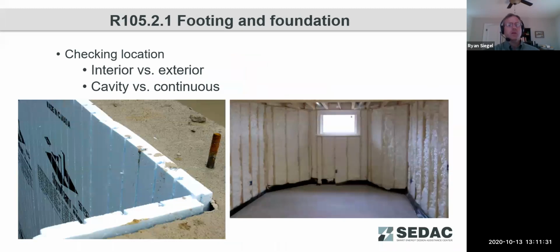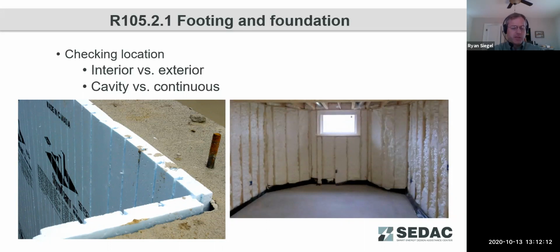So we're getting into footings and foundations. First, we're needing to check that the location matches the design. Is the insulation on the interior, or is it insulated from the exterior? And similarly, is this cavity insulation or continuous insulation? And we note that continuous insulation means that it does not have any thermal bridges other than fasteners or service openings. So in order to qualify as continuous, you can't have framing members breaking that up.